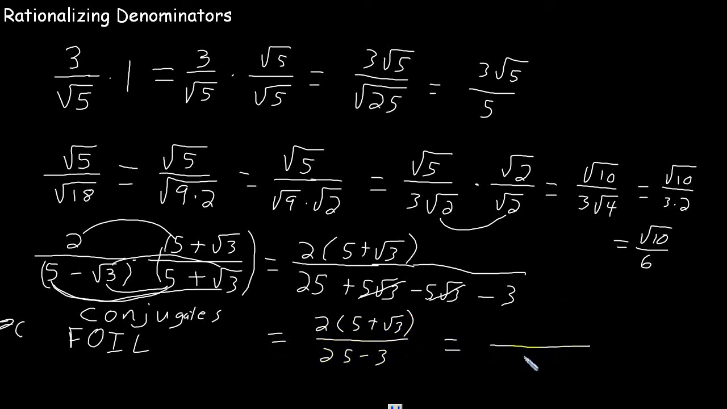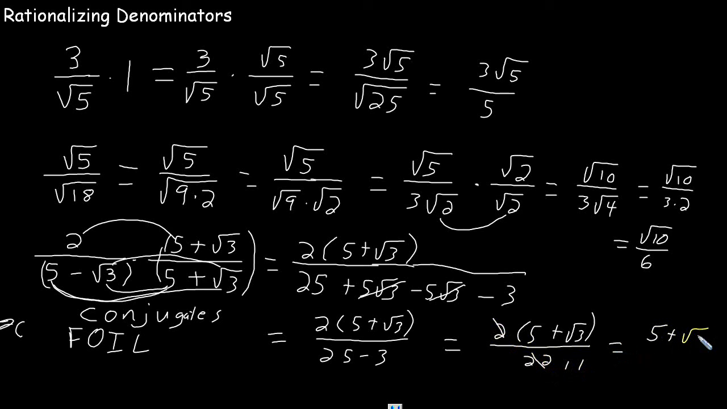And you may notice I left the numerator as the product of two factors. The reason I decided to do that was I noticed when I get to this step, we can divide. 2 goes into 22 11 times. So the final answer is 5 plus square root of 3 all over 11.